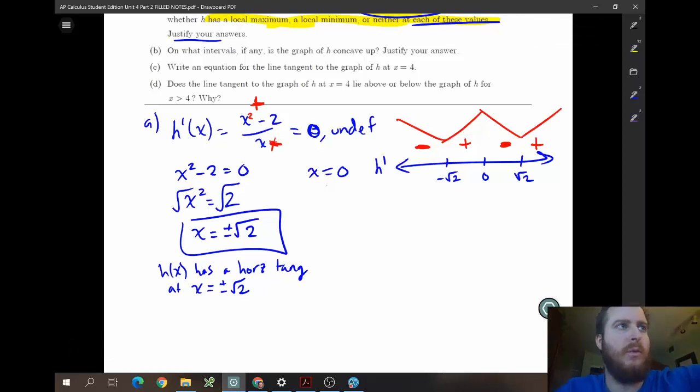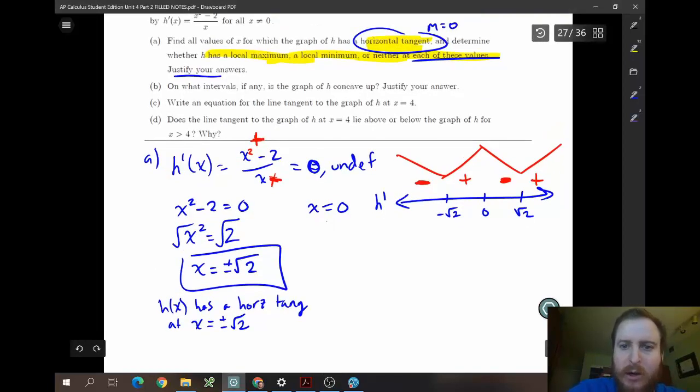And so with this, we can see that negative square root of 2 is a minimum value, and positive square root of 2 is a minimum value. We don't need to worry about 0, because that wasn't a horizontal tangent, so they didn't ask us about that. So this is where it really gets into making sure we read these questions very carefully, and that we start to understand what the language means, and connecting that, hey, horizontal tangent is only the points where the slope was 0, right?